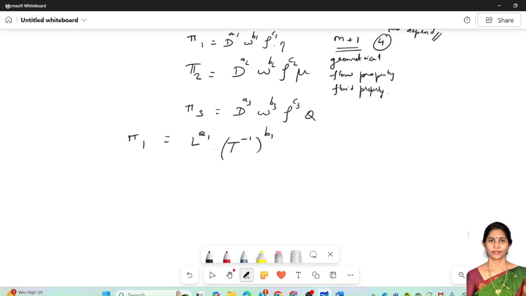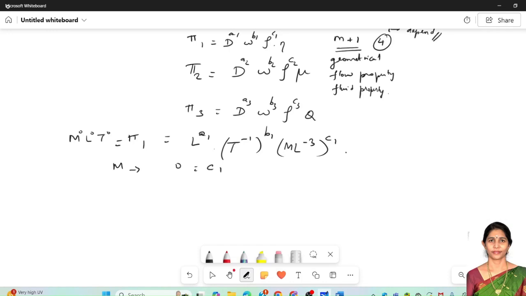And then for density, it is M L to the power minus 3, to the power c1. And of course, for efficiency, you do not have any unit. So this is again equal to M naught L naught T naught. This is your pi 1. Now I'll simply equate the values of M and L on both sides of the equation.